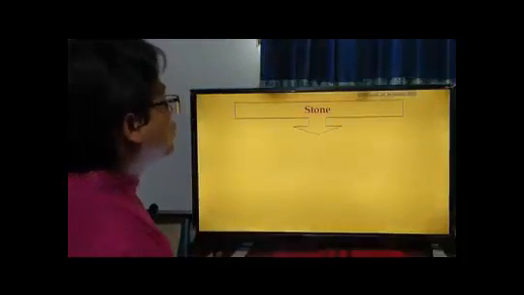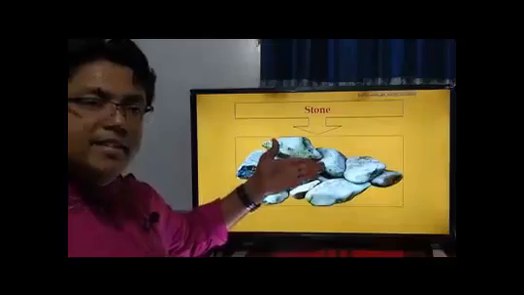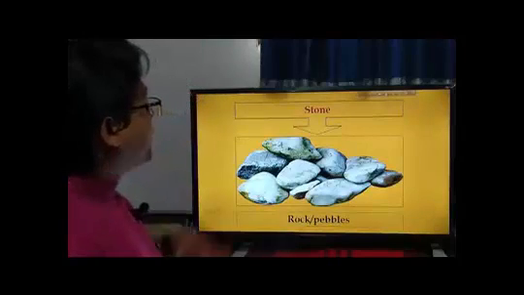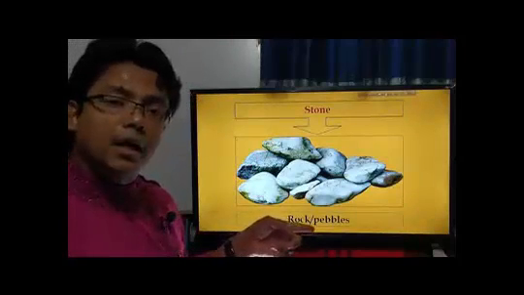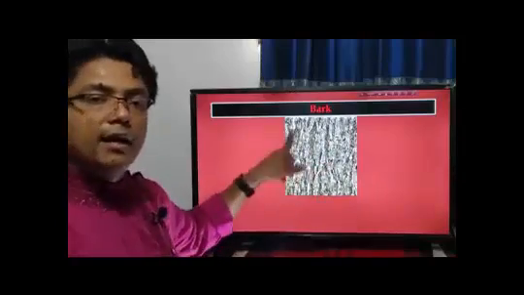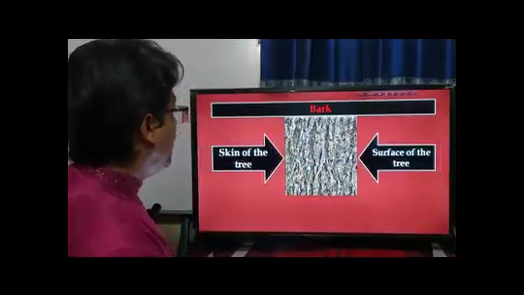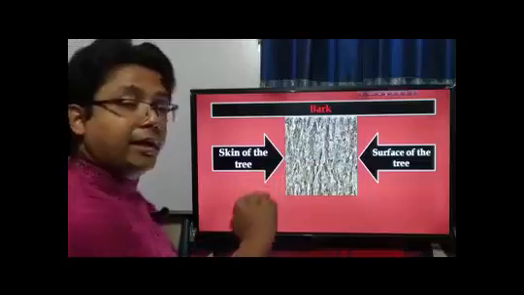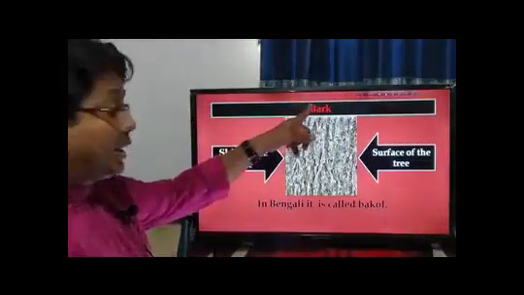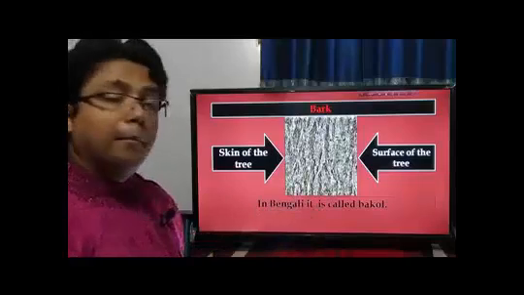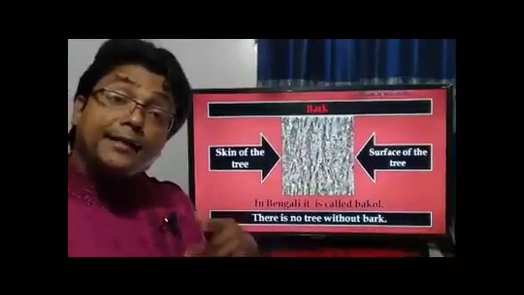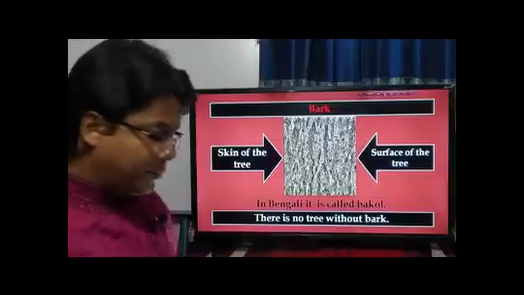Another word, stone. It is the image of a stone, and I think it is a common picture. What is the meaning of stone? Rock or pebbles. Another one, bark. You see, it is the picture of bark. Here you see skin of the tree, surface of the tree. This is called bark. In Bengali, it is called bakol. There is no tree without bark. Of course, it is correct.